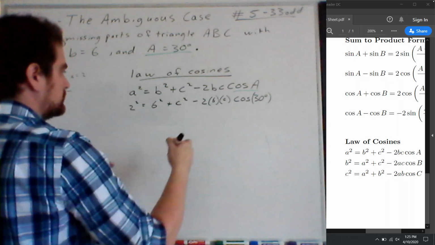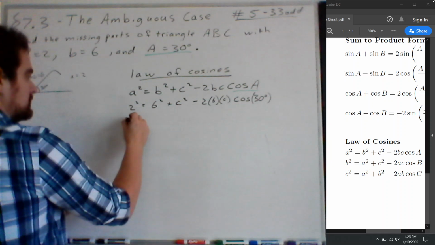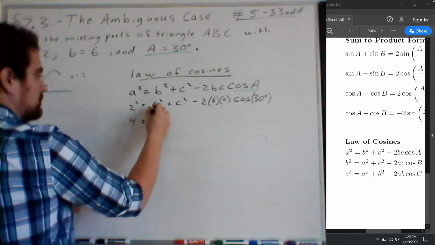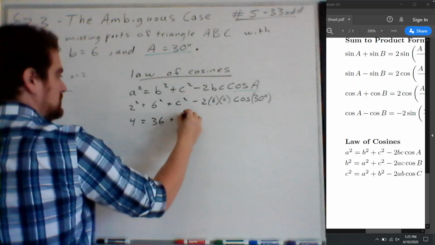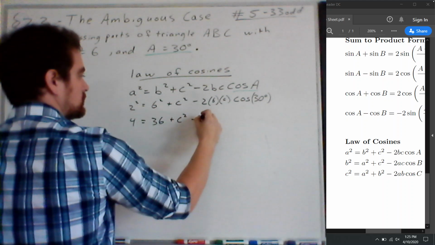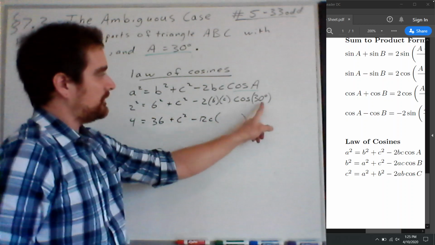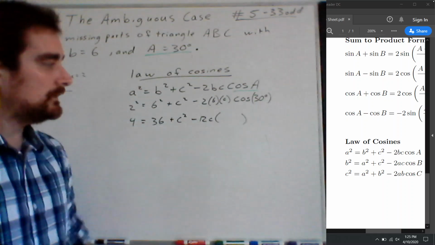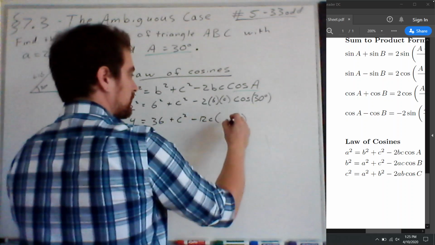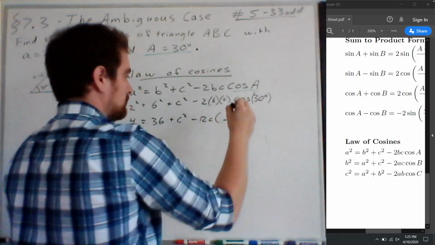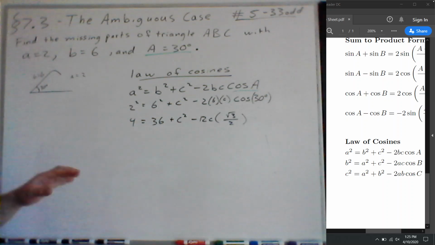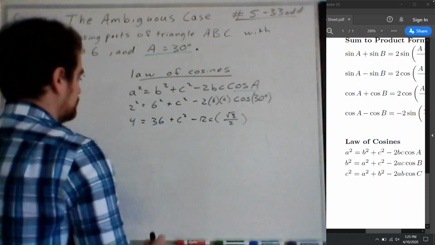Okay, well, just to simplify this a little bit, this is 4 equals 36 plus c squared minus 12 times c times cosine of 30, which is actually a really nice value. Cosine of 30 degrees is root 3 over 2. So I'll plug that in. Now we're just dealing with a bunch of numbers.